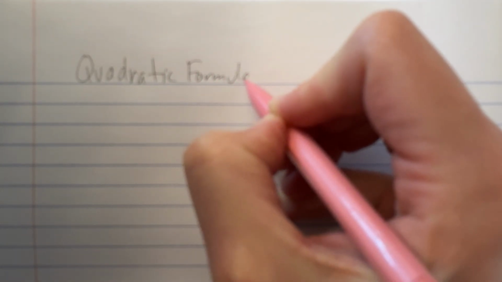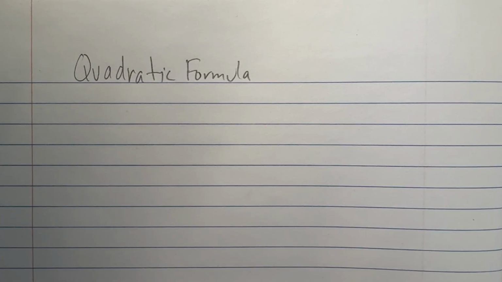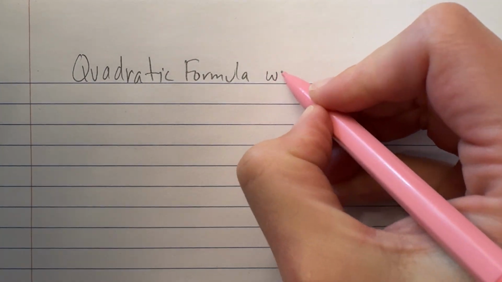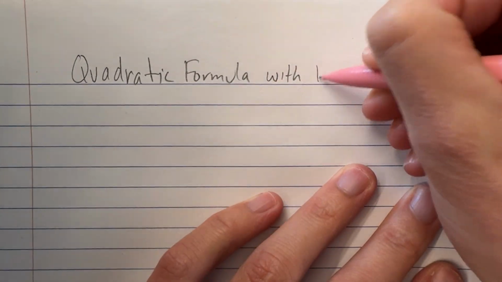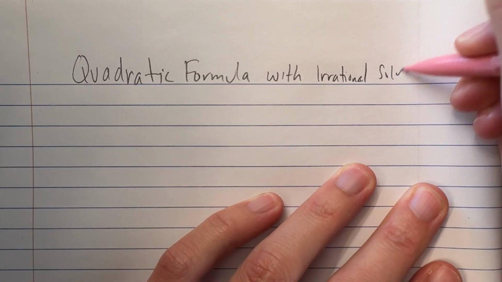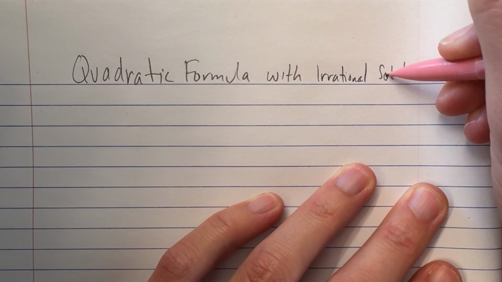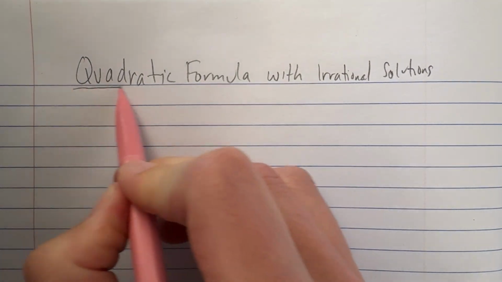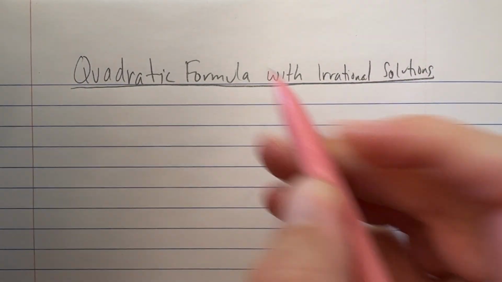Okay, now we're going to be looking at problems with the quadratic formula still, but this time our solutions are going to be irrational. So we're going to still have the quadratic formula with irrational solutions. A reminder.